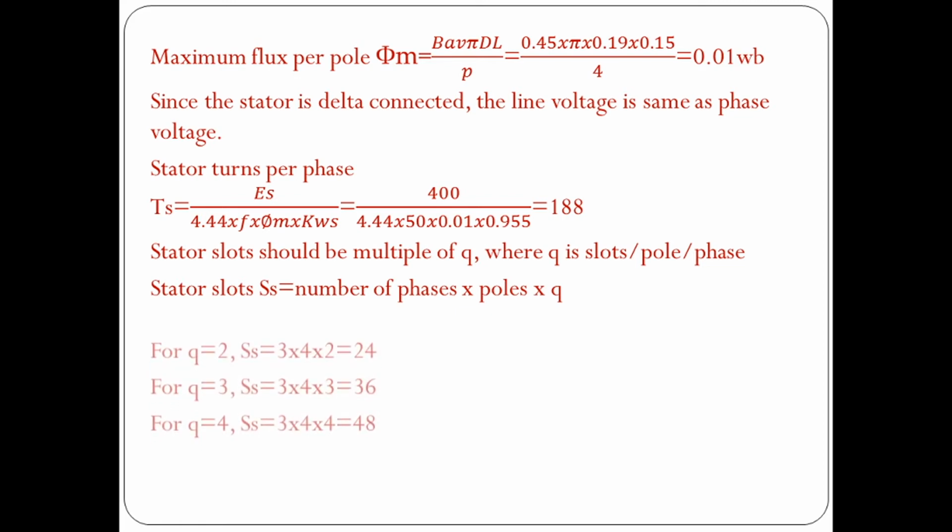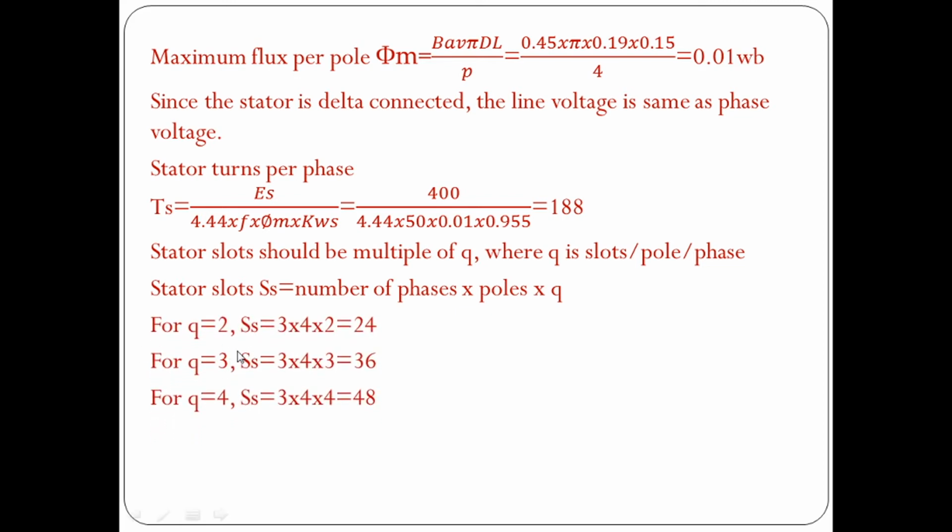So from this equation you can calculate when the q value is taken as 2 initially. So you have to do the trial and error method by choosing the value of q from 2, 3, 4. Correct. When q is equal to 2, SS value is 3 into 4 into 2. So 3 is the number of phases, 4 is the number of poles, into 2, that is the q value. So you will be getting 24. And the next q value is equal to 3, SS value is 3 into 4 into 3, so you will be getting 36, and q value is equal to 4, SS value is equal to 3 into 4 into 4, so you will be getting 48.